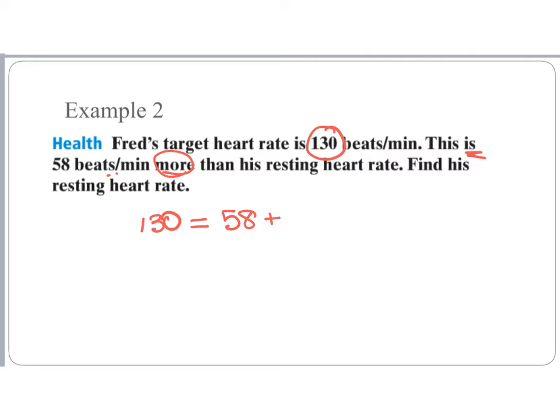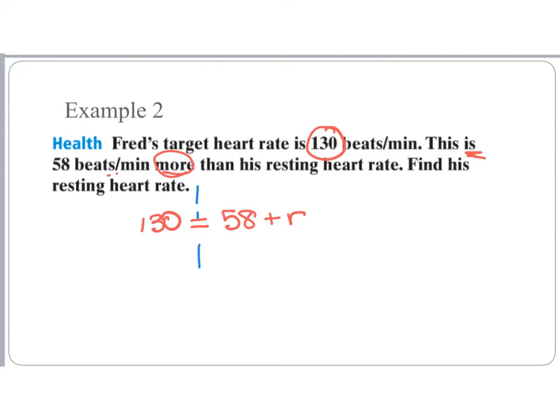So that tells me that I'm going to have 58 plus his resting heart rate. In this case, I'm just going to use R for his resting heart rate. So let's make sure that we have this set up correctly. I have 130 beats per minute equals 58 beats per minute more than, or plus, his resting heart rate. Now we have to find his resting heart rate. So to do that, I want to get R by itself.